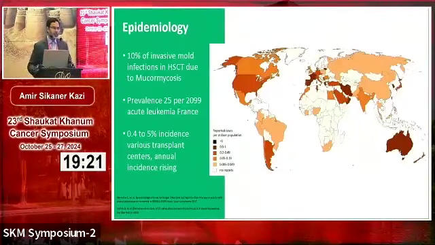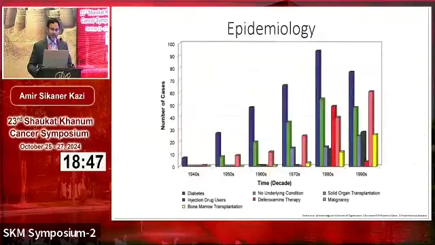So when we talk about the epidemiology of mucor, it is good to see Pakistan light up on a map since we're now publishing more and more data. 10% of invasive mold infections in stem cell transplant patients are due to mucor. Various prevalence and incidence data have been reported across the world. From transplant centers, 0.4 to 5% incidence has been reported. And across all these studies, they note that there is an annual incidence which is rising. And that's why it's become more of an issue. And we're talking about this today.